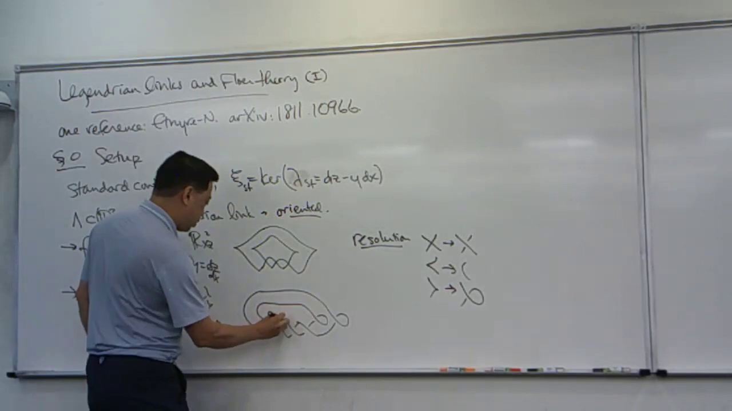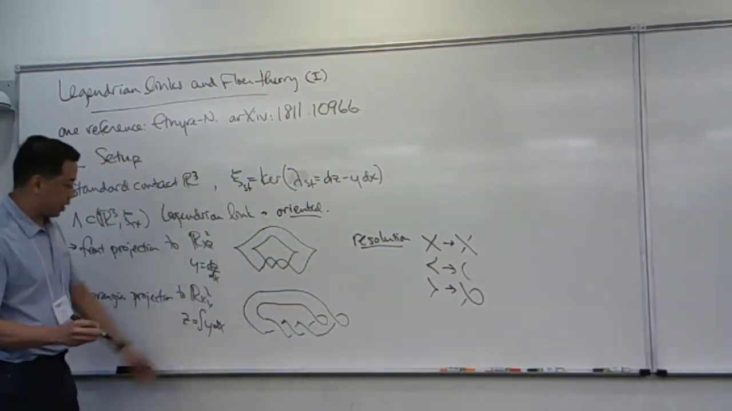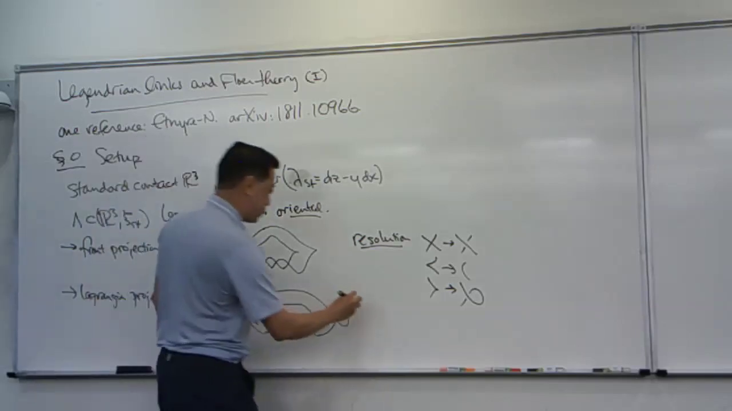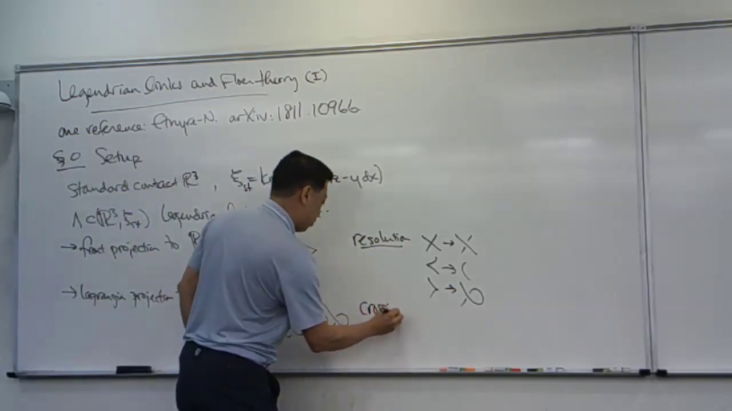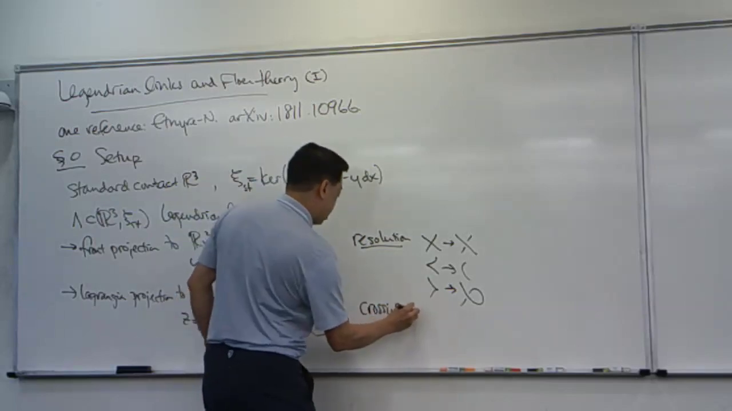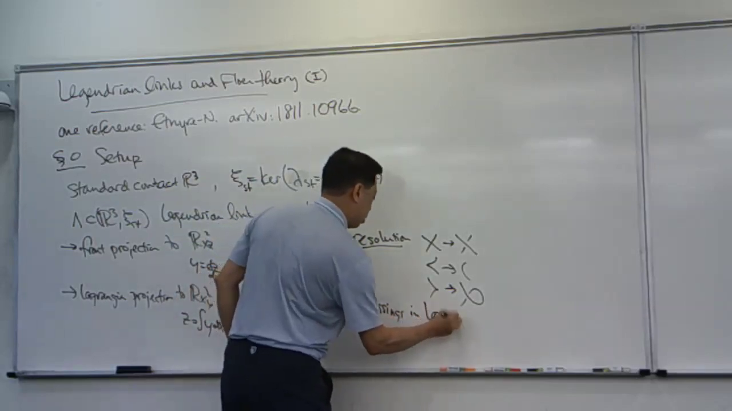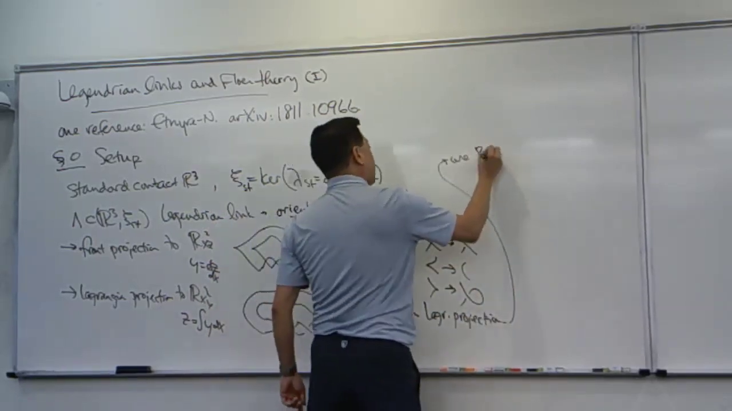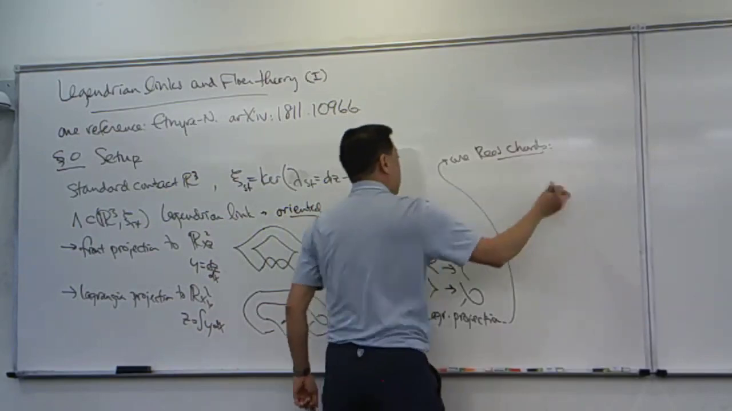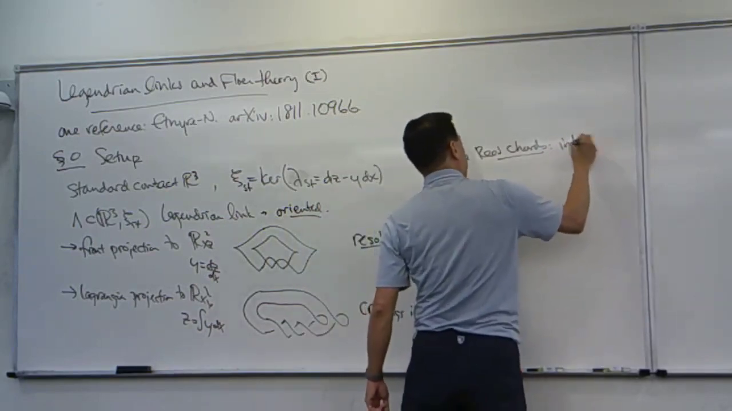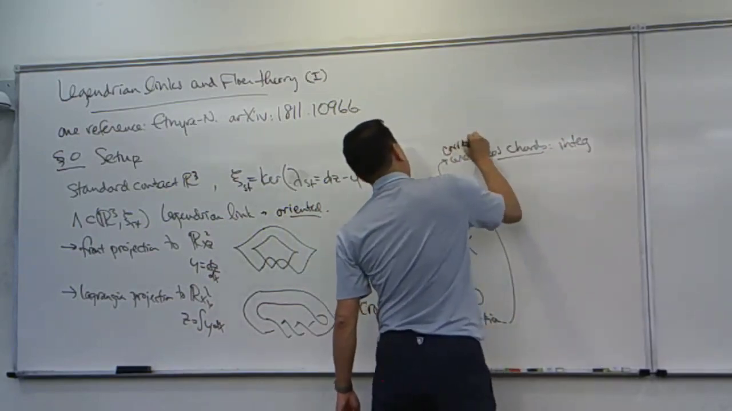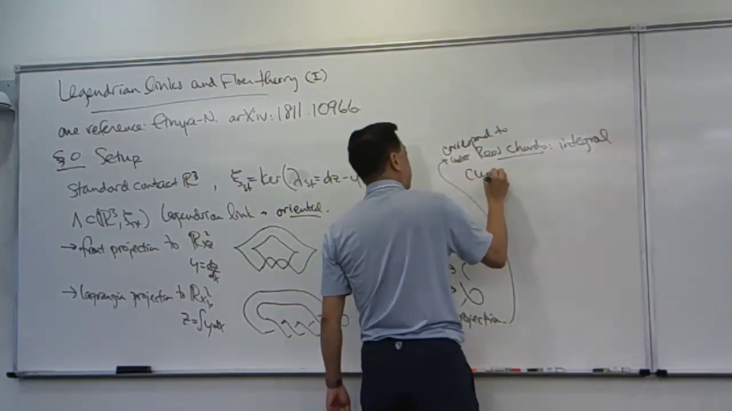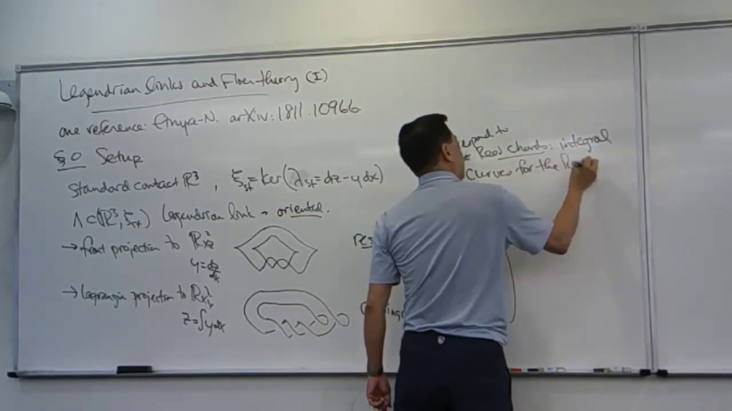What we're going to be focusing on in a second is the crossings in the Lagrangian projection. So the crossings in the Lagrangian projection are what are called grid chords. These correspond to integral curves for the Reeb vector field.